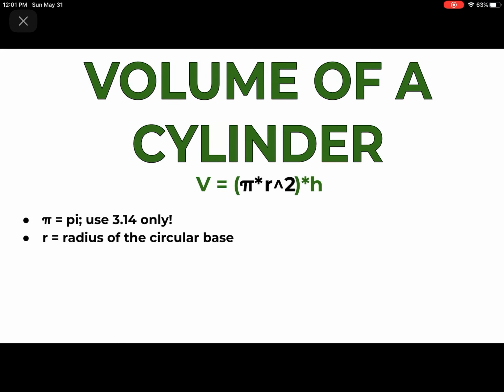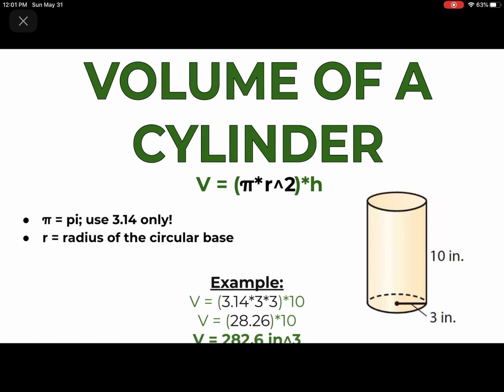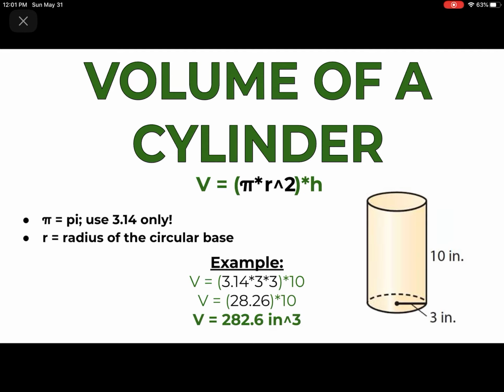The last one with prisms is going to be the volume of a cylinder. Volume is pi r squared h. For pi, we're only going to use 3.14. Don't use the pi button on your calculator. And r is going to be the radius of your circular base. Okay? So I have this. My radius is 3. My height is 10. All right? So I'm going to plug in volume equals 3.14 times 3 times 3 times 10. When I multiply 3.14 times 3 times 3, it's 28.26 times 10. So volume will equal 282.6 inches cubed.